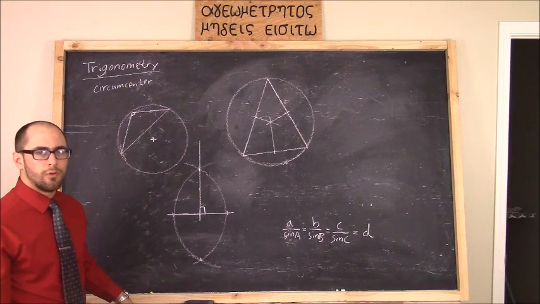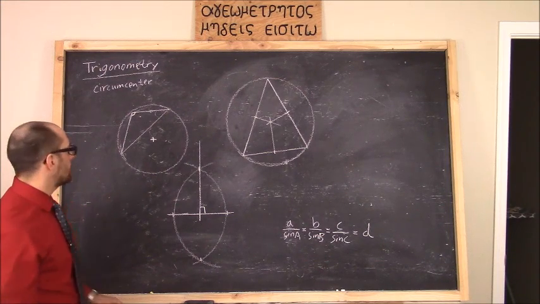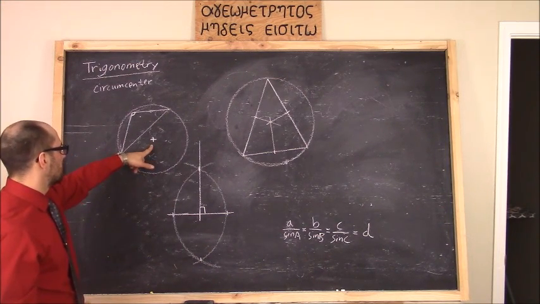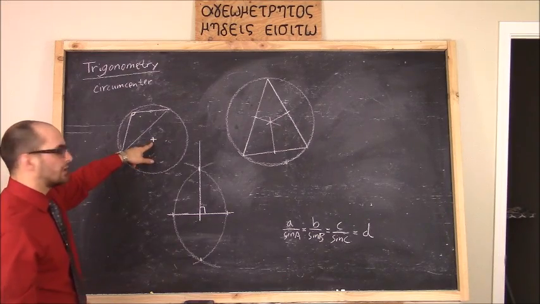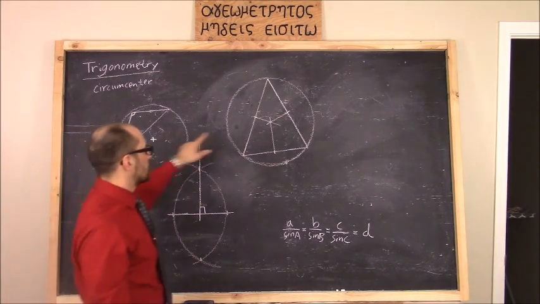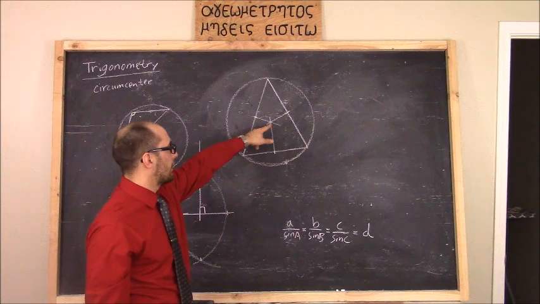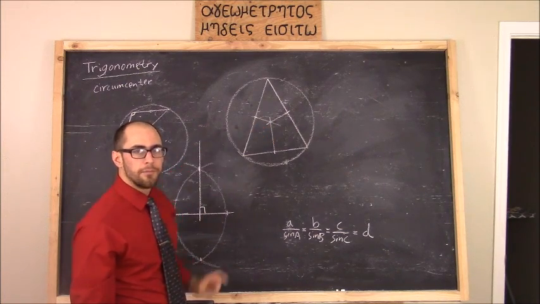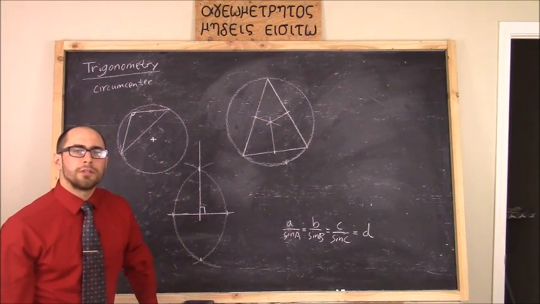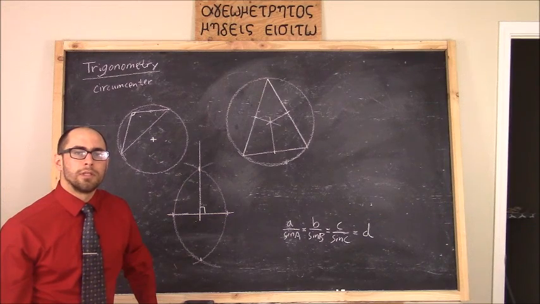To revisit the question asked earlier, notice how the circumcenter for an obtuse triangle lies outside the triangle, whereas the circumcenter for an acute triangle lies on the inside. Where do you think the circumcenter for a right triangle would lie?